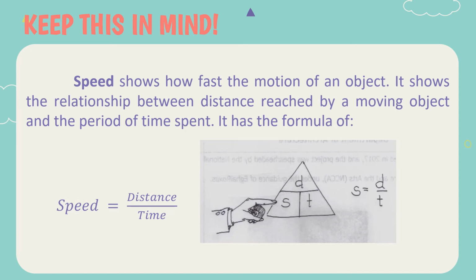Speed shows how fast the motion of an object is. It shows the relationship between distance reached by a moving object and the period of time spent. It has the formula of speed equals distance over time, or S equals D over T.